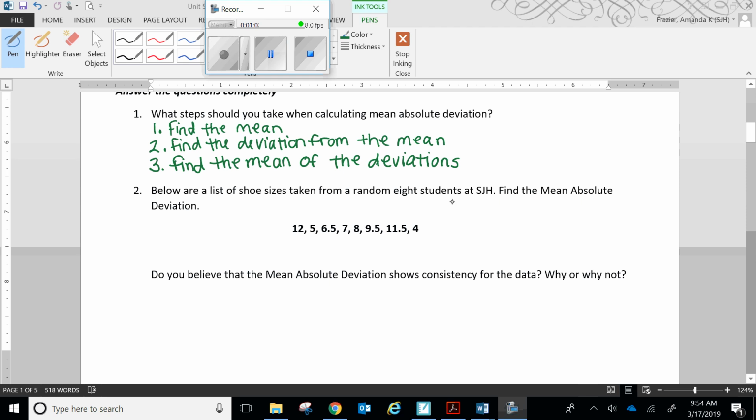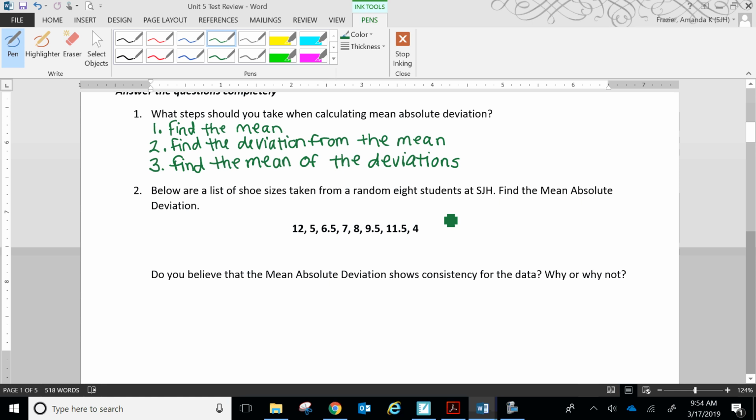Okay, when I add all my numbers together, so step 1, I get 63.5. And I'm going to divide 63.5 by 1, 2, 3, 4, 5, 6, 7, 8, because I have 8 different shoe sizes. And that gets me approximately 7.9. So my mean is 7.9.